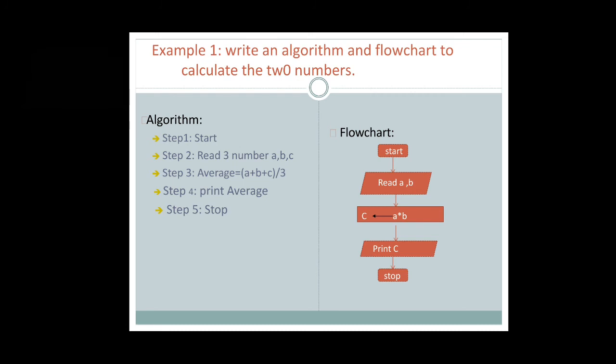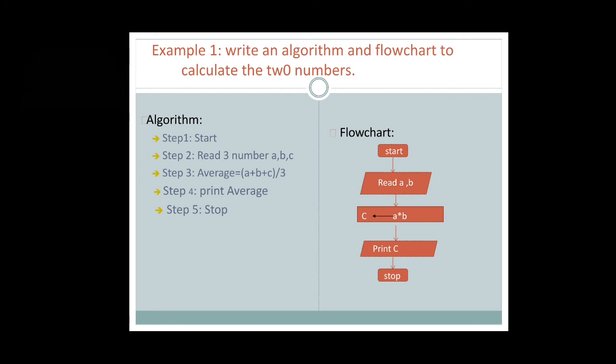The next, we can illustrate with an example program. Example 1: write an algorithm and flowchart to calculate the average of three numbers. First we see the algorithm. Step 1, start. Step 2, read three numbers a, b, c. Step 3, average is equal to (a plus b plus c) divided by 3. Step 4, print average. Step 5, stop.